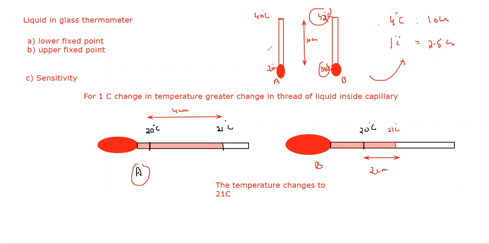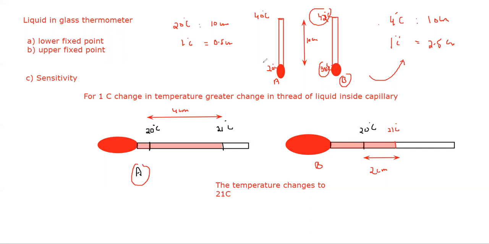But what about this one, from 20 to 40, 10 centimeters? There are 20 divisions, so 20 degrees equals 10 centimeters. So for 1 degree mark, 10 divided by 20 equals 0.5 centimeter. So in this example, thermometer B is more sensitive as compared to thermometer A. To check the sensitivity, you check the marking, the gap between the 1 degree marks.